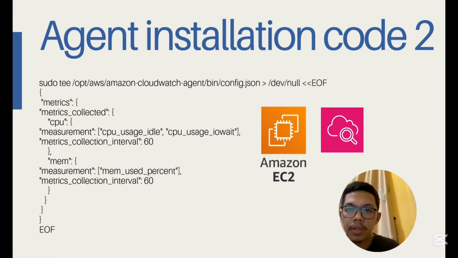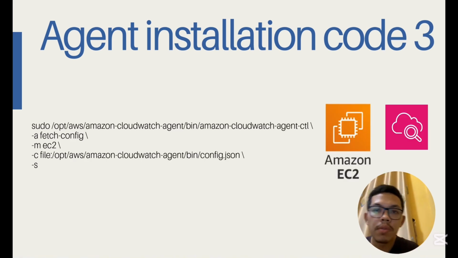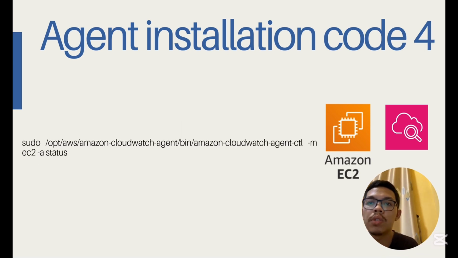Okay, now let's configure the metrics to be collected. In this project, I will just use CPU and memory to be collected and sent over to CloudWatch. This command line loads the JSON file that we have created earlier, and it starts the agent and registers it as a service. We can use this command to confirm the agent is running with no errors.